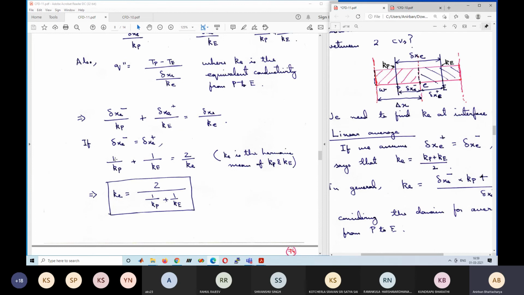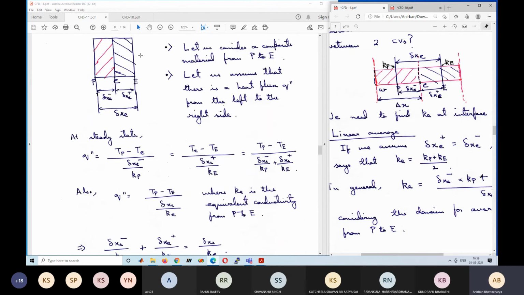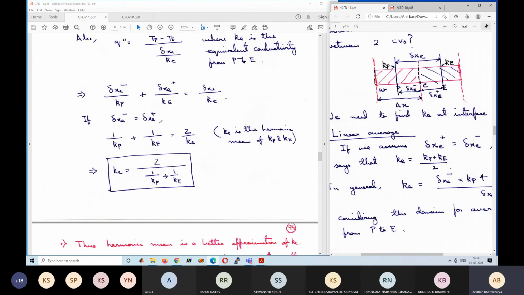If you replace them, we will get 1/Kp + 1/KE is equal to 2/Ke, or Ke is equal to 2 divided by (1/Kp + 1/KE). What is this? 1/Kp + 1/KE is equal to 2/Ke. Ke is the harmonic mean of Kp and KE. Okay, it is the harmonic mean, not the linear mean, the arithmetic mean, but the harmonic mean of Kp and KE. So we see that in real life, in an actual case, if there is a composite material, the equivalent conductivity should be used as a harmonic mean of Kp and KE. So this should be a better approximation for our interface conductivity.